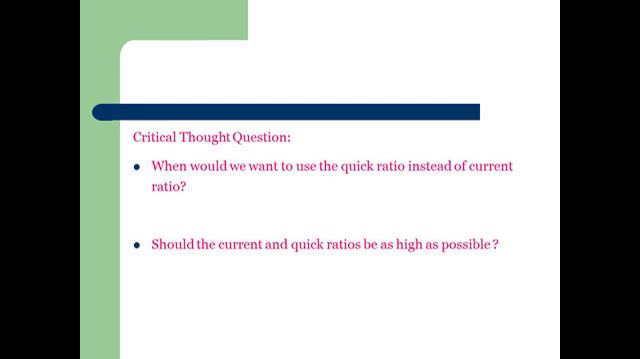And the second question comes: should the current and quick ratios be as high as possible? The answer is yes, because if you divide current assets by current liabilities, the higher the amount, it means you have more assets as compared to current liabilities. This is the same case for both ratios. So it is always good to have as high a ratio as possible.